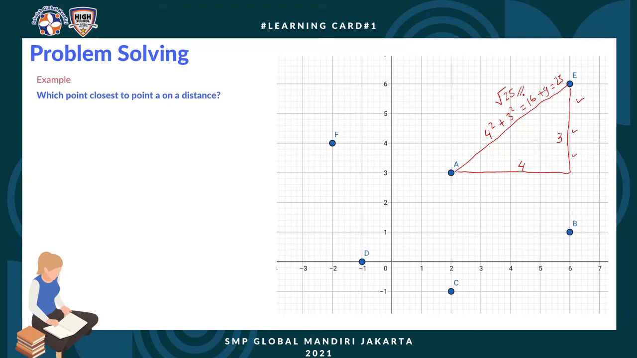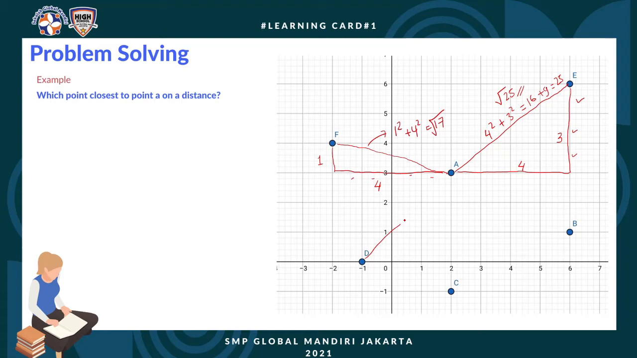And then what about point A and F? This one, we can also use that formula. Find the vertical line, which is 1 unit, and then the horizontal line, 1, 2, 3, 4, 4 units. Then this distance is 1 squared plus 4 squared, equal to 17, so the square root of 17.